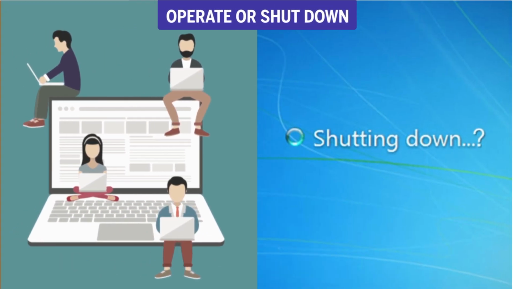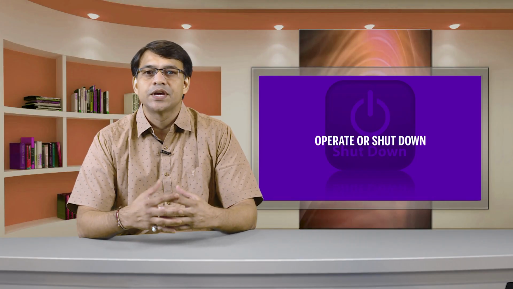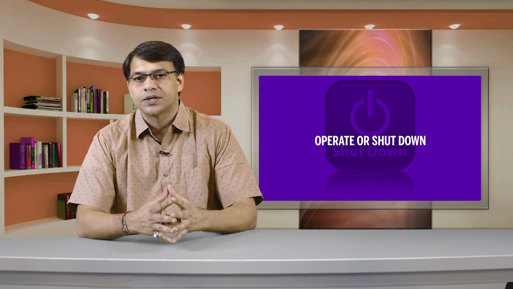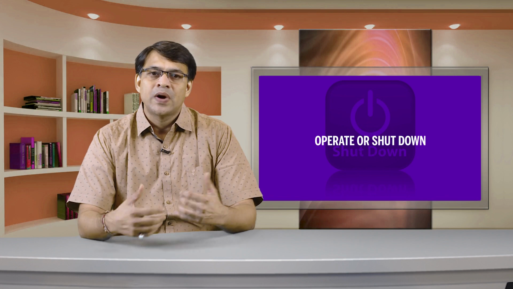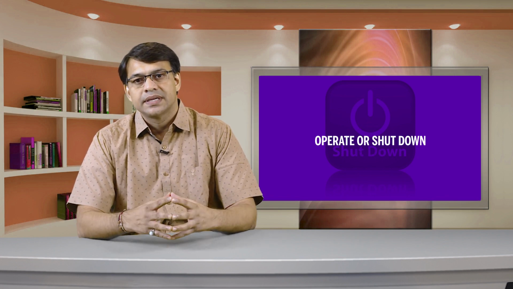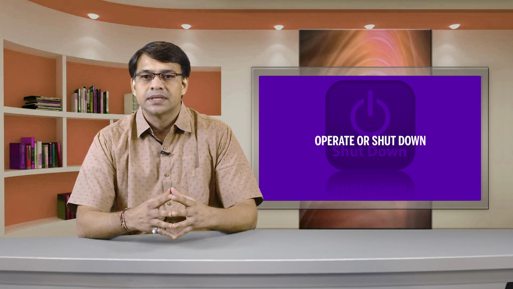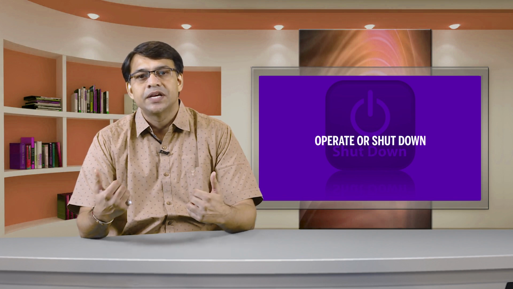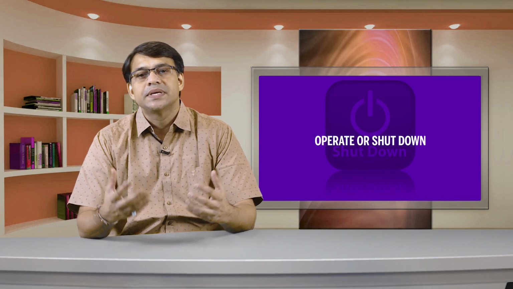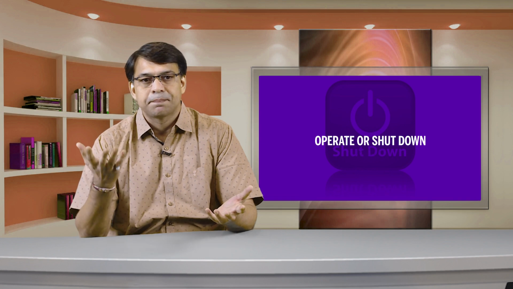Friends, today we are going to talk about operate or shut down. Today's session is focusing on one of the various short-term decision-making situations, that is operate or shut down the plant. Why does this situation arise? Sometimes due to low demand for its product, a firm continuously incurs losses. In such a situation, the firm thinks of eliminating costs, and to eliminate costs, it takes into account the possibility of shutting down the plant temporarily till the demand picks up.